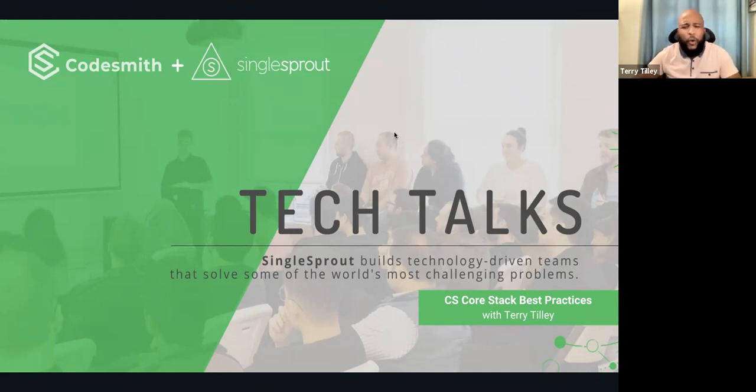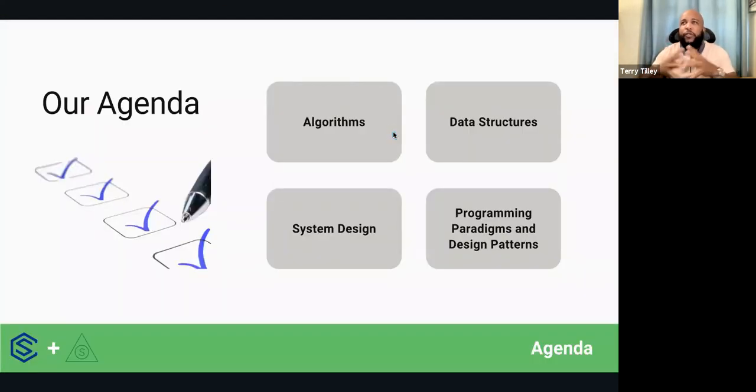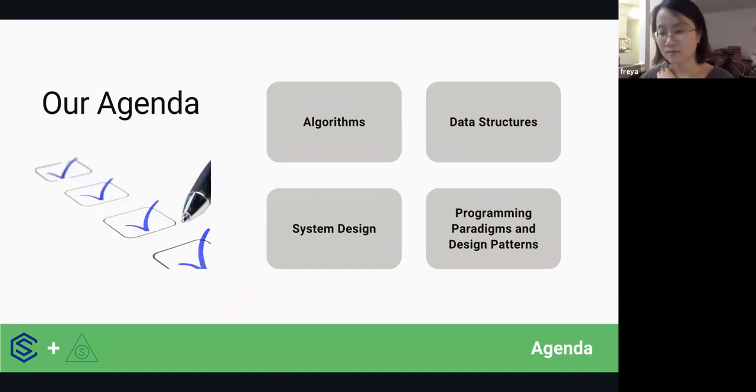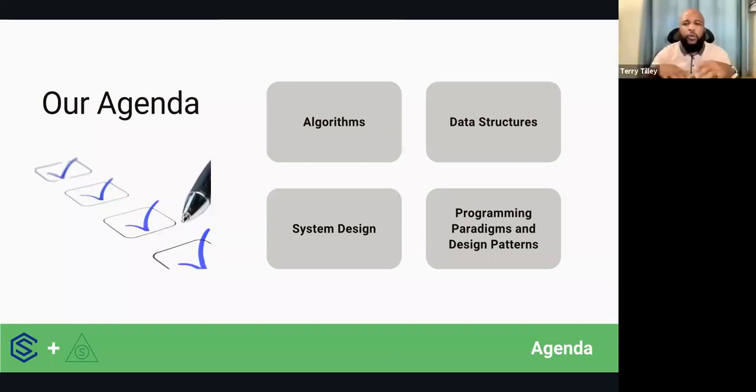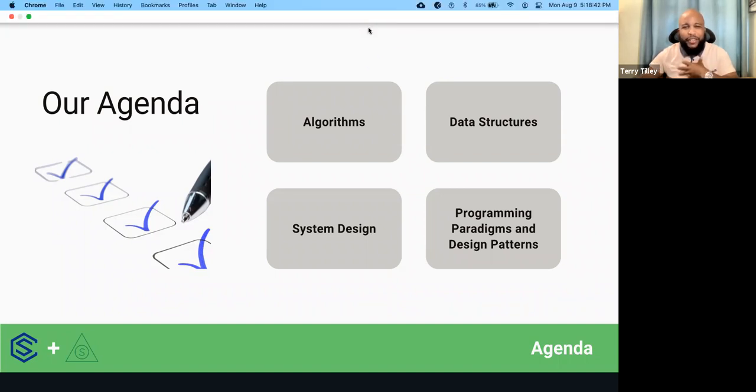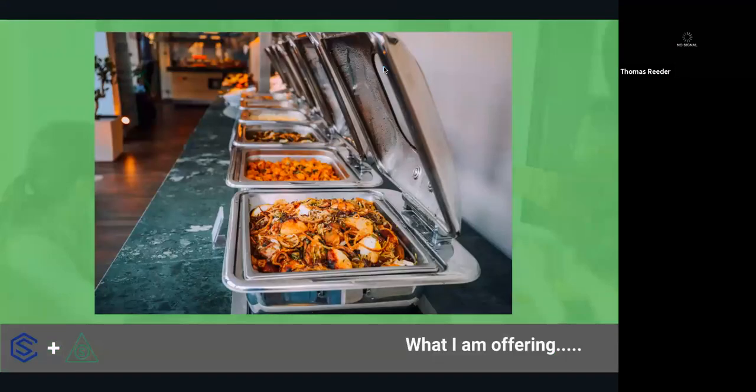What is Core Stack practices? In trying to think about what I wanted to put together for this Tech Talk, I decided to focus on the core principles of computer science, which is the underbelly of computer programming. So these four things are what we're going to talk about. But I was thinking, what else do people really like? What else do people really need, in addition to computer science, because I feel like everyone needs computer science, right? And so I decided to go with food.